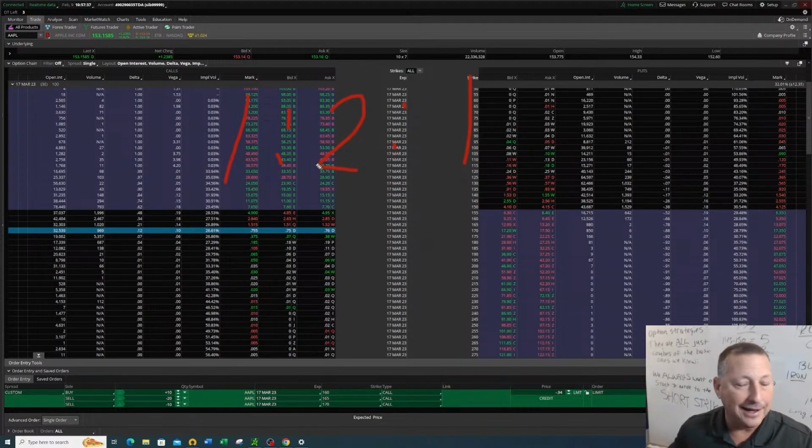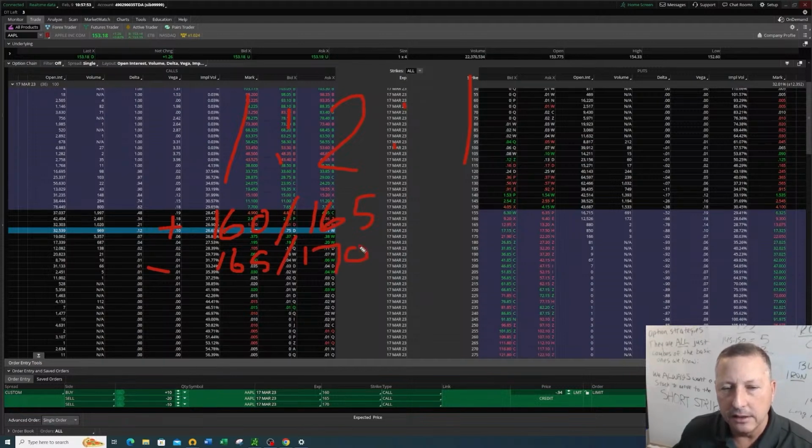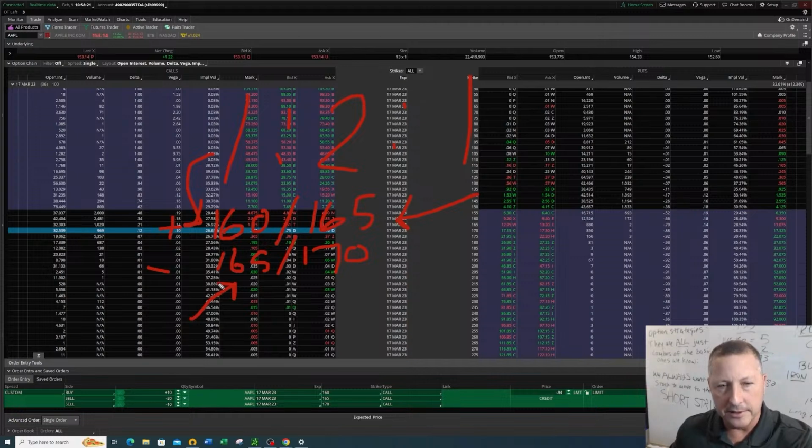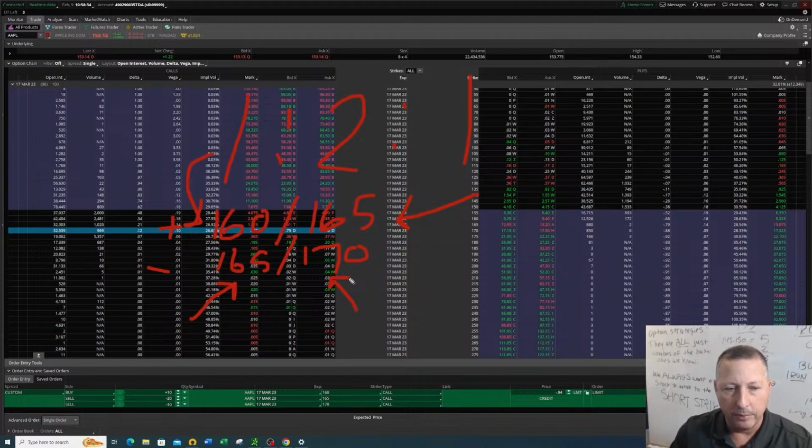What you're doing in a butterfly, again, the name sounds complicated, but it's really not. You have a long 160/165 call spread, and then a short 165/170 call spread. You'll notice the width of the strikes is the same on both: $5 wide on the long part and $5 wide on the short part. Like the 1 to 2 to 1 ratio here, you're buying one 160 call, selling a 165 in the long part of the spread, and also selling another 165 in the short part. Then, to protect ourselves in case Apple really makes a big run up, we don't want to be naked short a call, so we buy the 170 as our protection.